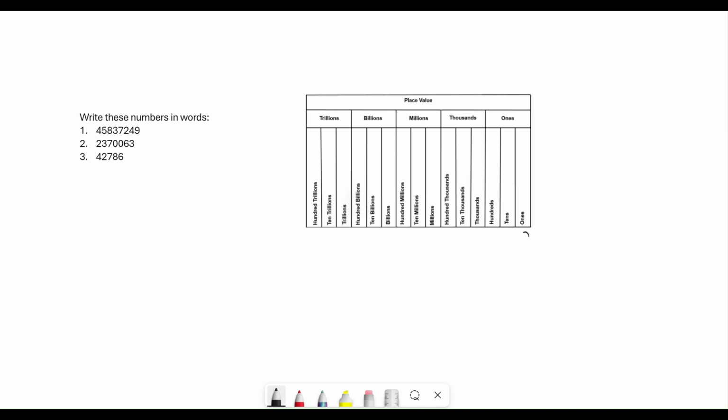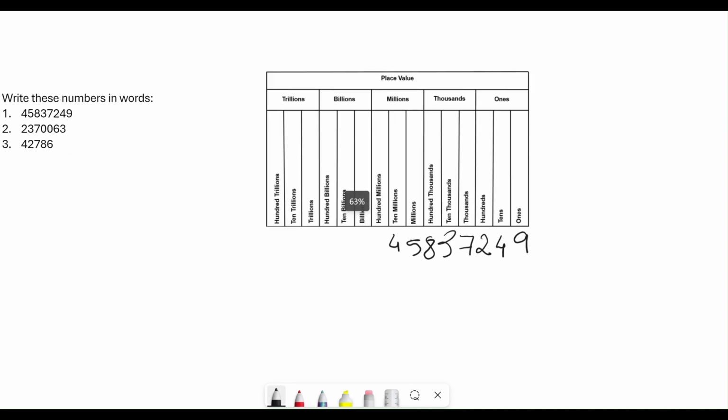What is it? It's 9, 4, 2, 7, 3, 8, 5 and 4. So if I have this table with me, it would be very much easier for me to read it. I would say this is 4 ten millions, 5 millions is 45 millions, 837,249.